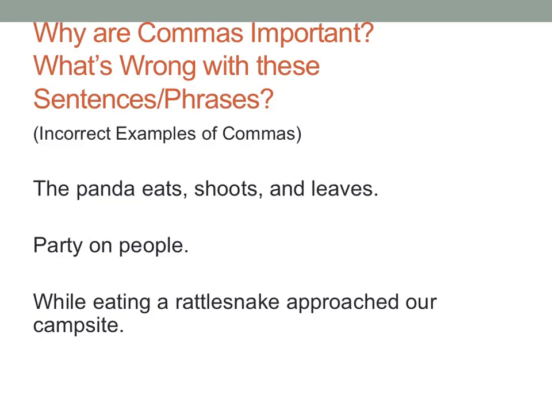The next one: party on people. This phrase is intending to say to continue to party. However, what it's actually literally saying is you're partying on top of an actual person. The next one: while eating, a rattlesnake approached our campsite. Of course, it's intending to say while eating, then a rattlesnake approached our campsite. But what it's saying without the comma after eating is that you're actually eating a rattlesnake.